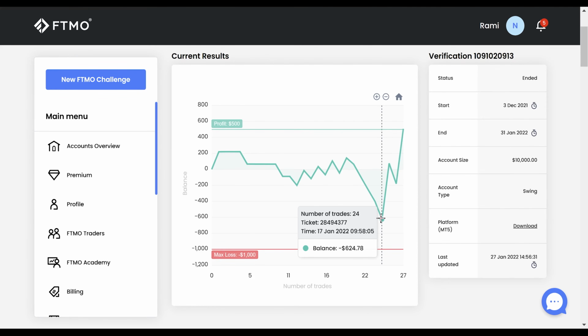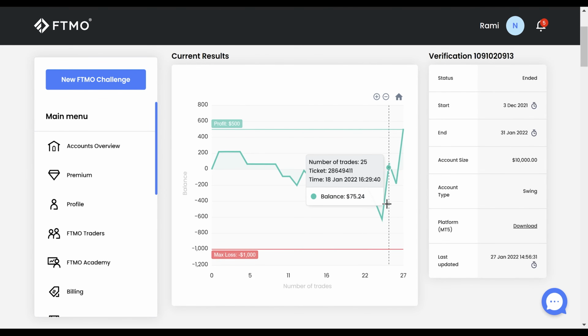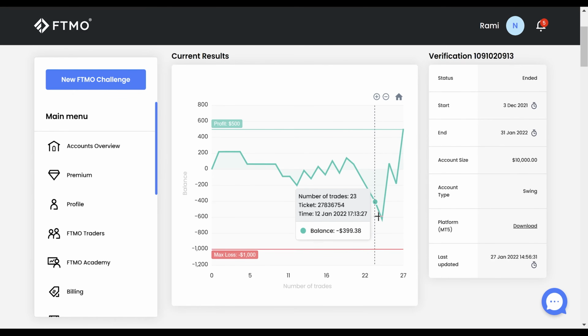But then right here, I actually risked a bit more, 2% instead of 1.5%. And I trailed my stop loss. And after I trailed my stop loss, I got 2 big wins. And that's when I passed the verification phase.